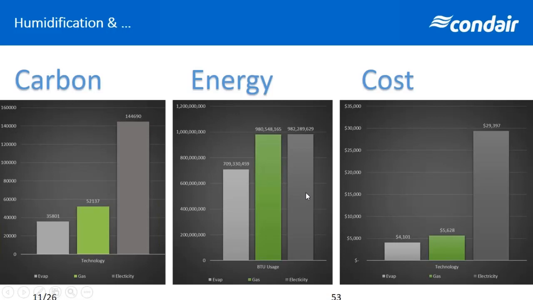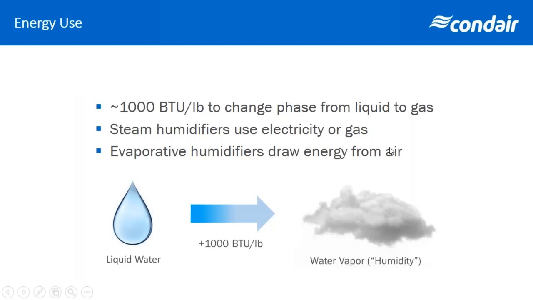And I'll talk about each of these a little bit, but mostly I'm focusing on how much energy and cost we can save by going to an evaporative technology or different technology. So if we move on, the key there, though, is that no matter what we do, we have to put in about 1,000 BTUs a pound of energy to go from liquid, so the water coming out of your taps, to water vapor, or what we call humidity. Steam humidifiers use electricity or gas, and we boil that, and evaporative humidification takes that energy from the air itself.